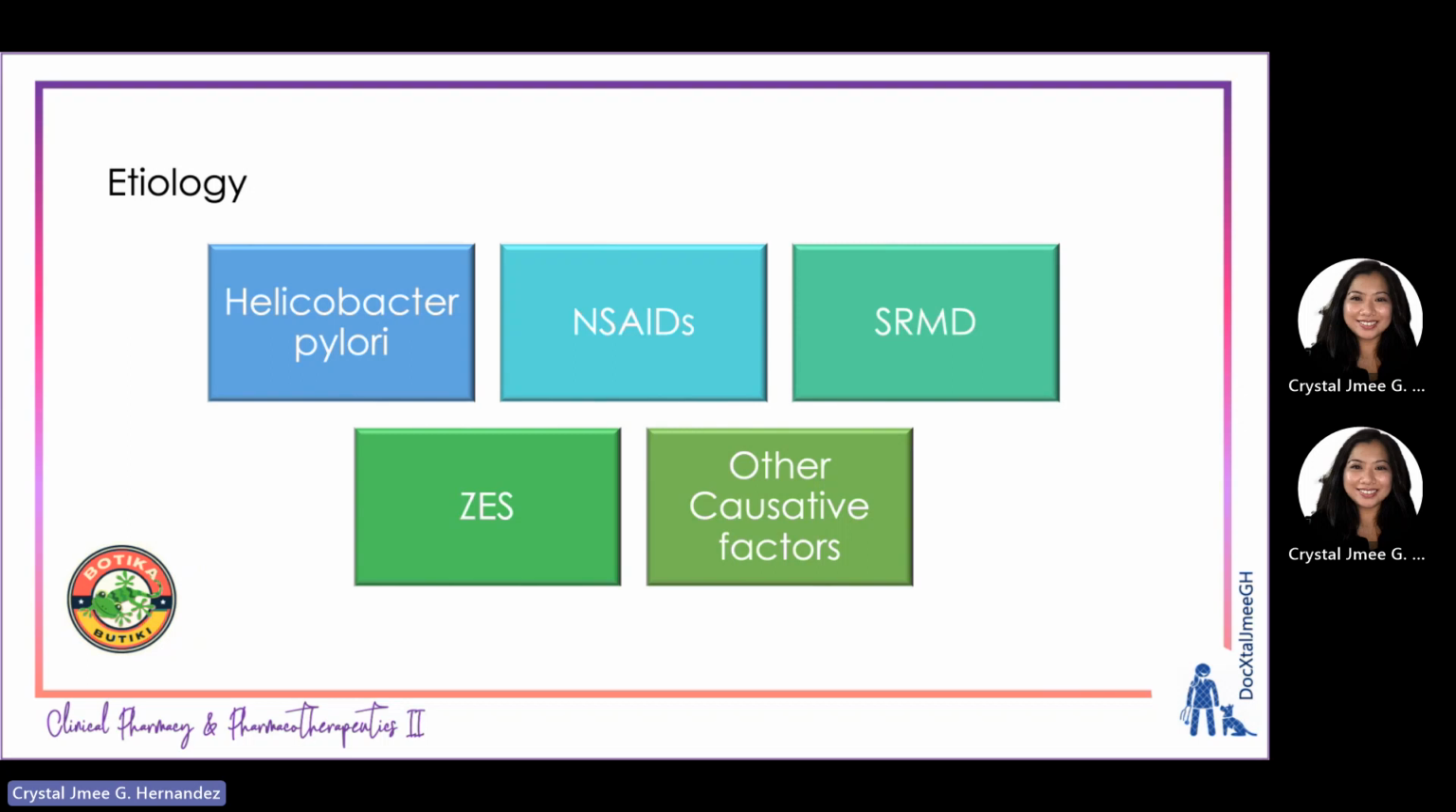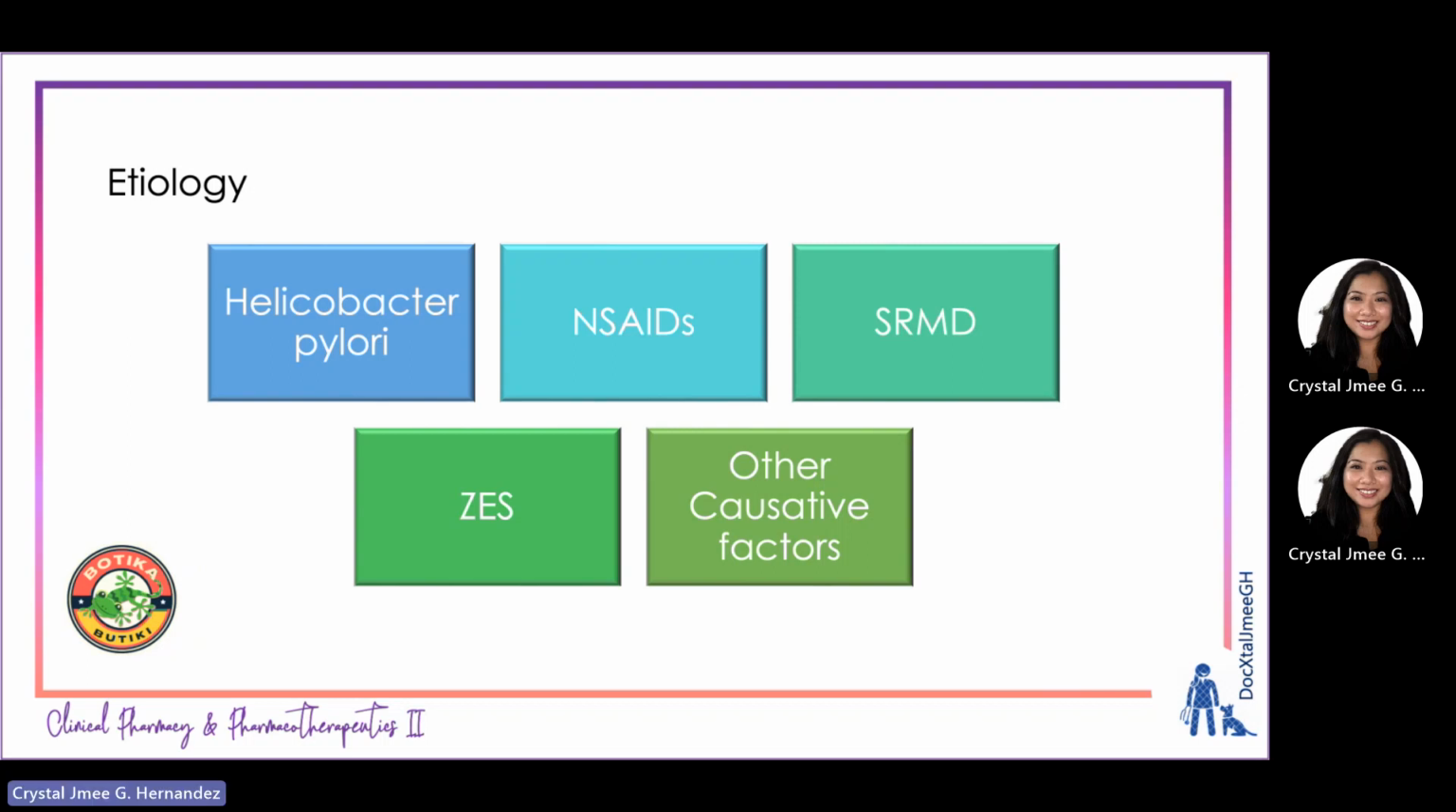We also have the Zollinger-Ellison syndrome. This is a gastrin-producing tumor, also known as gastrinoma. This results in hypersecretion of gastric acid, which causes diarrhea and malabsorption. Eventually, it can lead to ulcer formation and the possibility of perforation and bleeding.